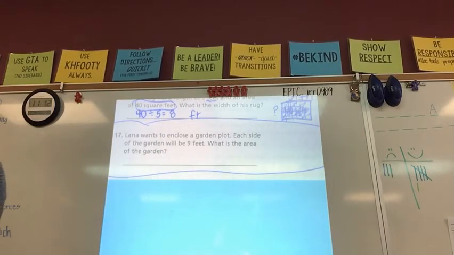If each side's the same length, think about what type of shape that would be. And you're solving.